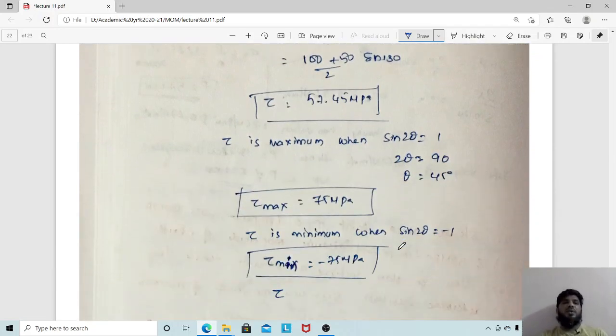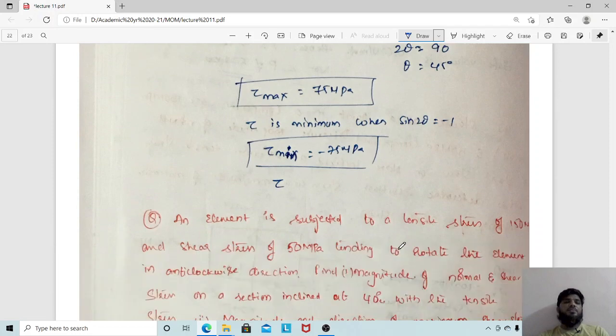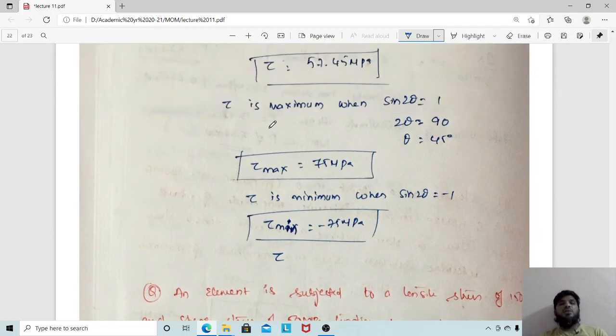You are going to get the value as 57.45. Okay, so tau max is equal to 75 megapascal. Tau is minimum when sin 2 theta is equal to minus 1. So here in the problem they have asked us what is the maximum value of shear stress, what is the minimum value of shear stress. Because sin theta's maximum value is 1, minimum value is minus 1.